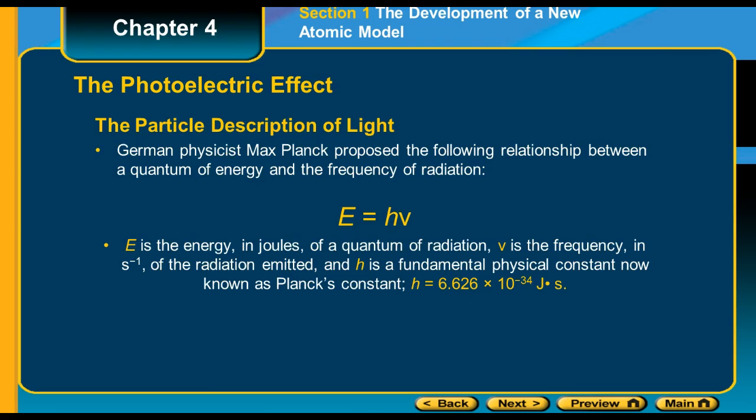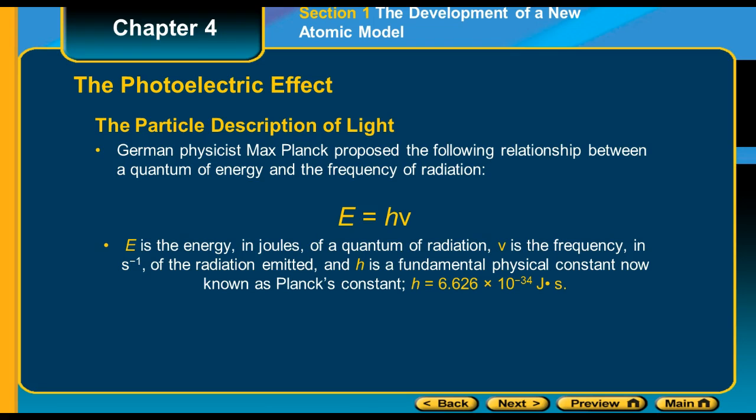Okay, so the photoelectric effect: Max Planck proposed the relationship, and he said that energy is equal to Planck's constant times the frequency. So energy is in joules and nu is frequency, so that's seconds to the -1 or hertz. And Planck's constant is 6.626 times 10 to the -34th joules times seconds. So you're going to need to remember that number so that you can plug it in.